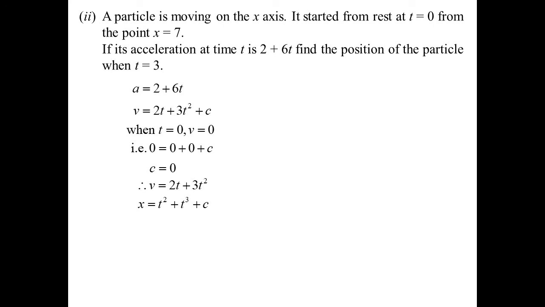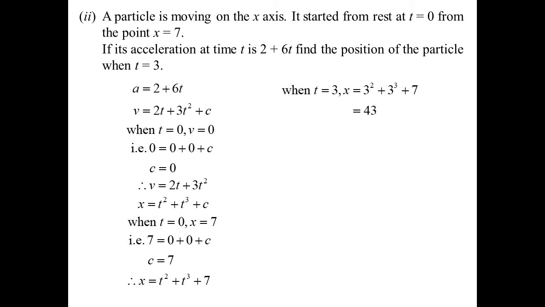It's okay that I've used c again because they're totally different equations. If I had them in the same equation, then yes, I'd want to use a different letter than c, because it's not necessarily going to be the same constant as the other one. Sub in the values we know: t equals 0, x is 7. In this case, had you forgotten the constant, you'd be in trouble, because the constant is 7. So there's our equation. We want to find the position, so when t equals 3, sub in, it's 43.